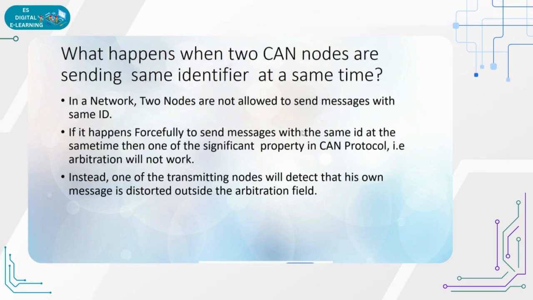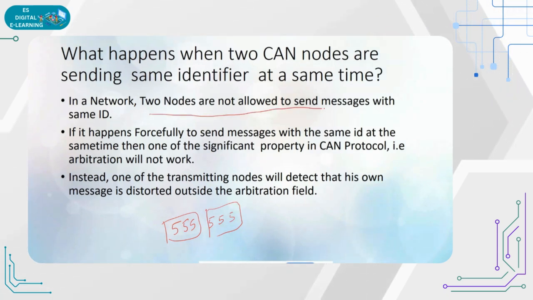What happens when two nodes are sending the same identifier at the same time? So what will happen? I have two identifiers, two IDs. Will it send or not? If two IDs are the same, it is based on arbitration. Okay, two nodes are not allowed to send a message with the same ID. With the same ID, it cannot happen.